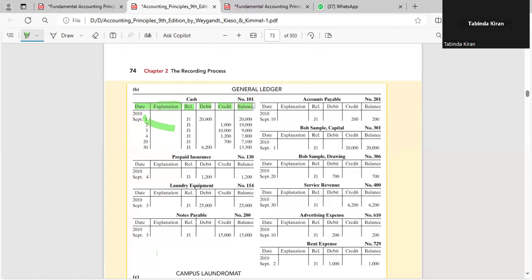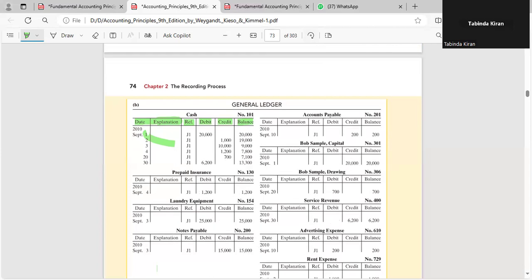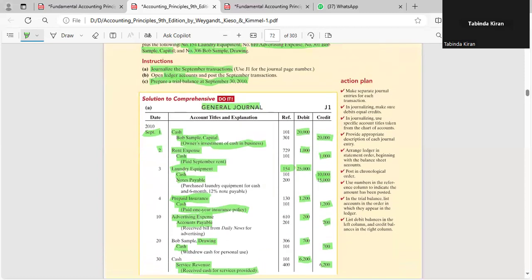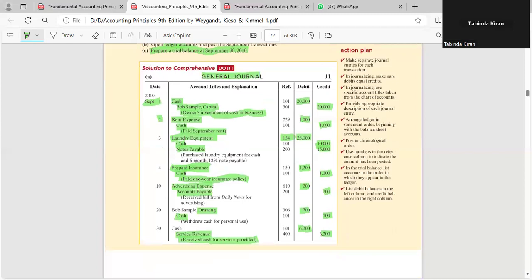Now, if you see in the question, they have mentioned, okay, I'm going to show you the question once again. What they said? They already said they use J1 for the general page number, right? Otherwise, if account numbers are mentioned here, you can mention these account numbers in the ledgers as well, okay.